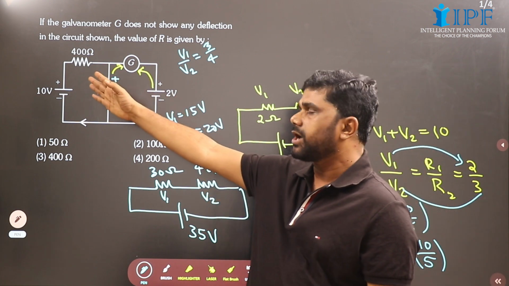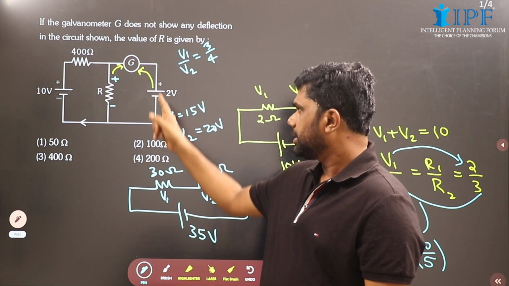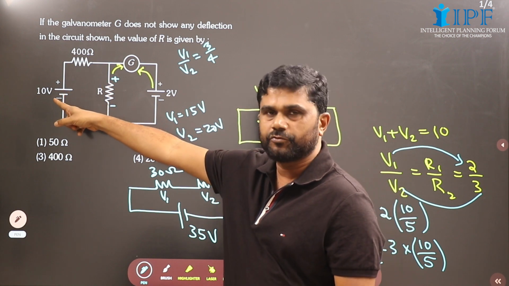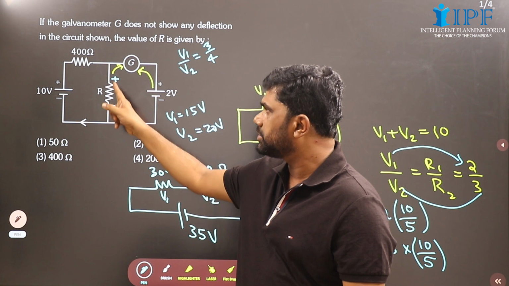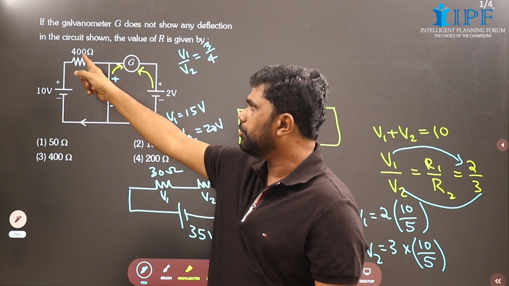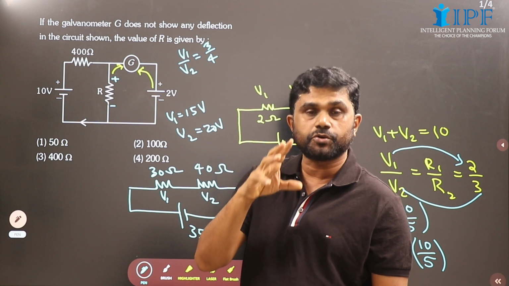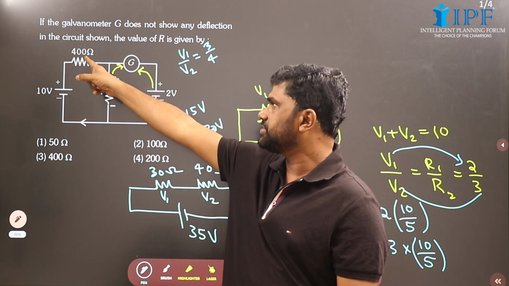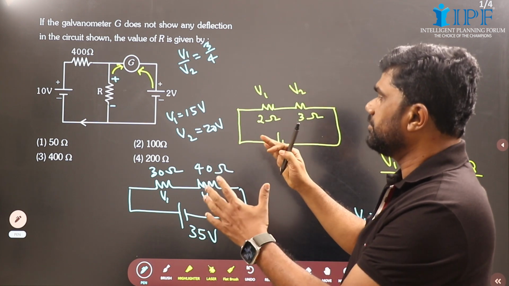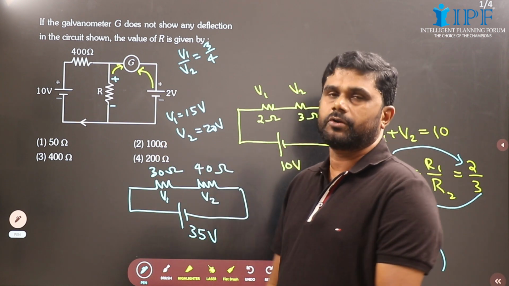Now again you come to this question. If this galvanometer shows 0 deflection, here it is 2 volt, then here also it must be 2 volt. The total is 10 volt. If the voltage across this is 2 volt, the voltage across this must be 8 volt. So the voltages are in the ratio 8:2 or 4:1. So the resistances also must be in the ratio 4:1. If it is 400, here it must be 100. So by simple inspection without doing any calculations, you can straight away mark this 100 ohm.